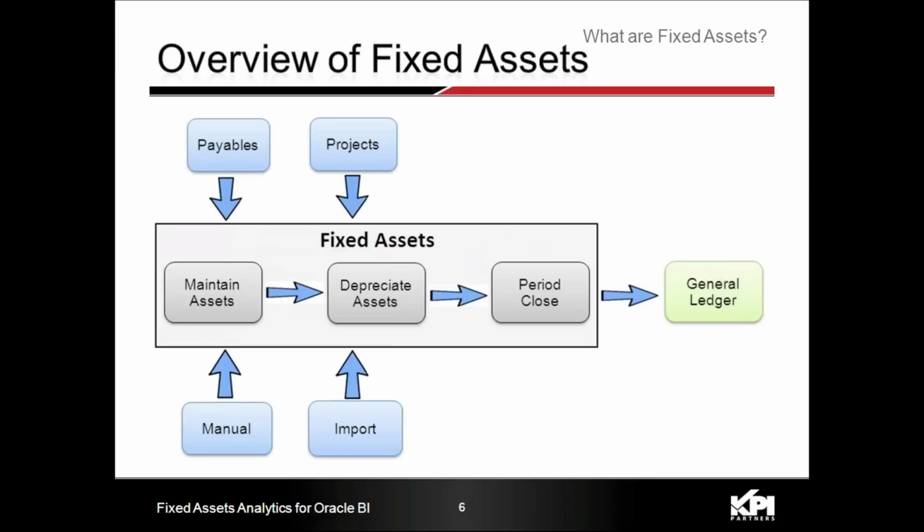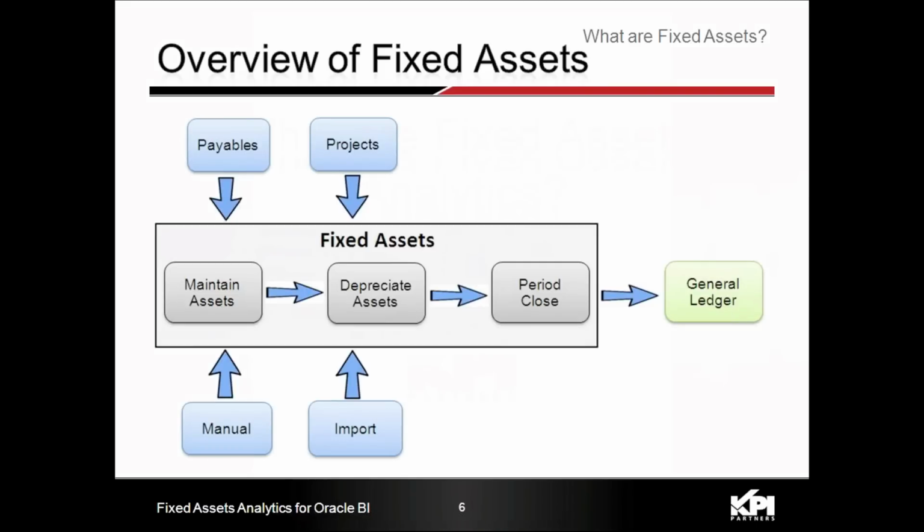Finally, just like any other subledger module, you would close the accounting period at the end of that particular fiscal period and transfer the information to general ledger. And fixed asset follows the same model. So we can clearly understand how the information flows into fixed assets and how it flows out of fixed assets, and what are the other modules that are interacting with fixed assets.